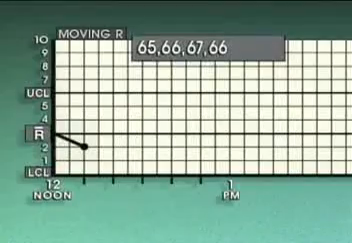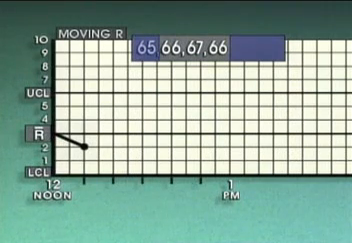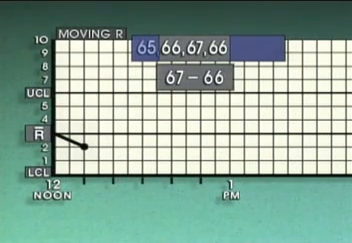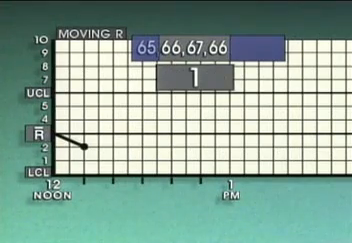A moving X-bar chart is plotted using what are known as moving averages. A moving average is calculated using the most recent sample value and a specific number of previous sample values. A moving R chart uses the same sample group size to plot each value. Here, the sample group size is 3, so the 3 most recent readings are used: 66, 67, and 66 degrees. Subtracting the lowest value, 66, from the highest value, 67, yields a moving range value of 1.